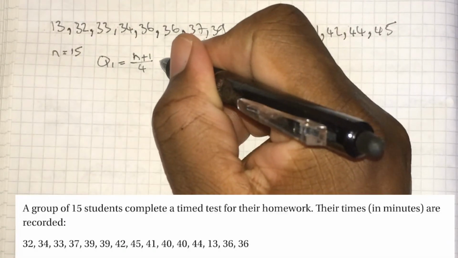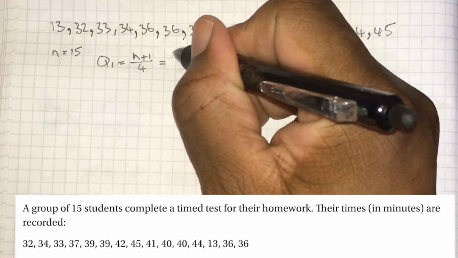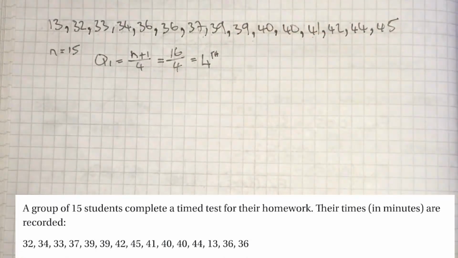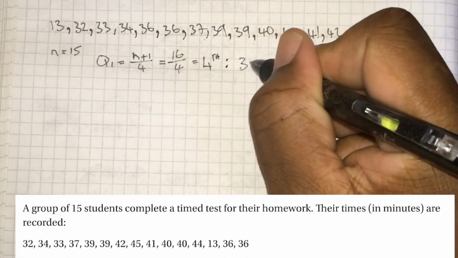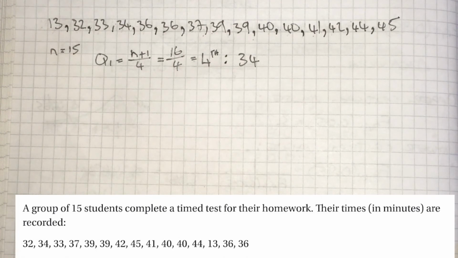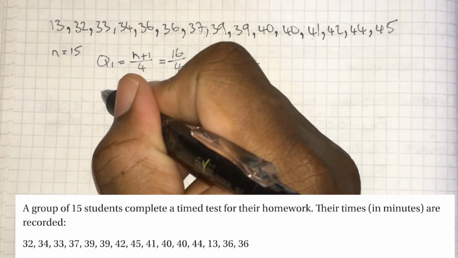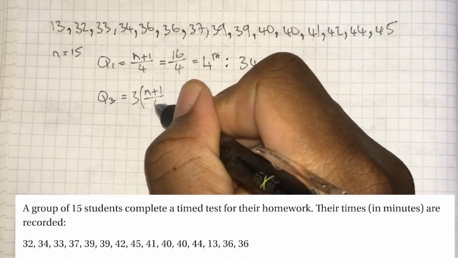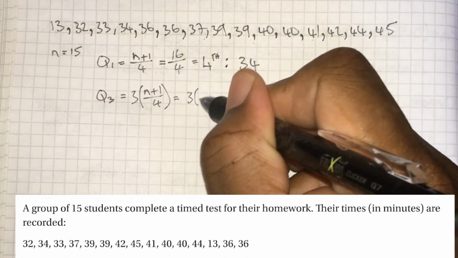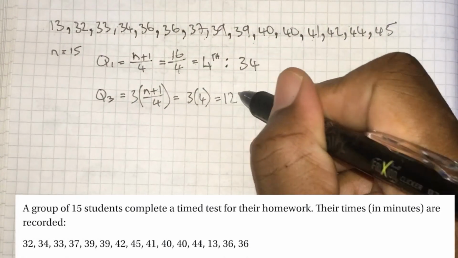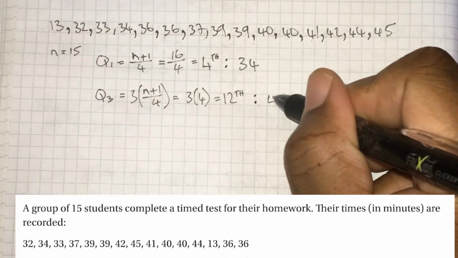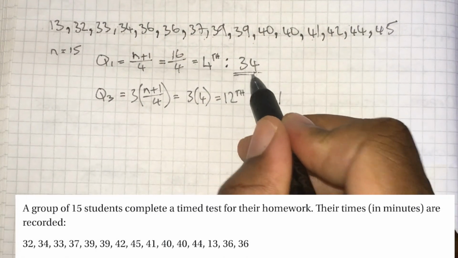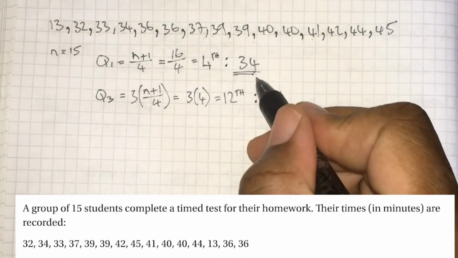So the first thing I'm going to do is I'm going to try and find the quartiles. I know the position of the lower quartile I can find by using (n+1)/4. And that tells me that the fourth value is my lower quartile. Fourth value you can see is 34. Similar thing for the upper quartile. This is going to be 3(n+1)/4. So basically 3 times the fourth position, which tells me it's the 12th position. I can count all the way along, and I realize the 12th position is 41. This is my lower and my upper quartile.